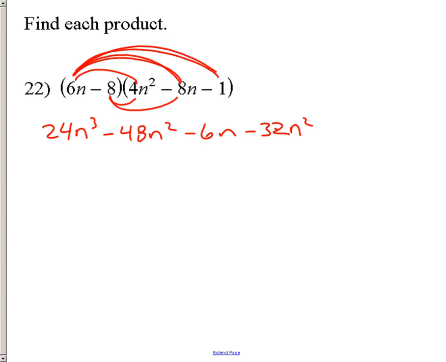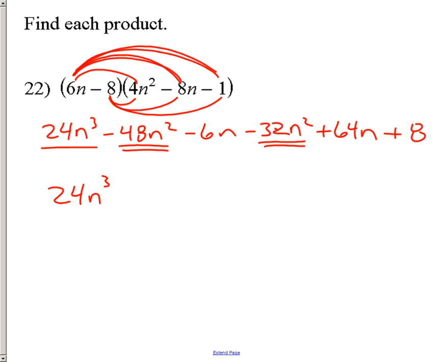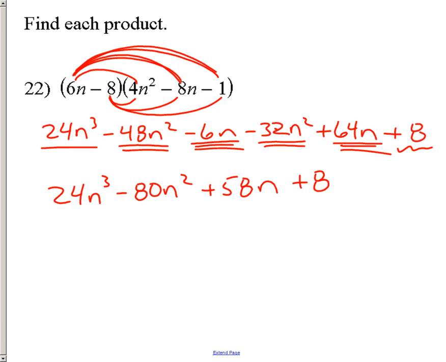plus 64n plus 8. And then just group terms. That's my only cube. Minus 48 minus 32 minus 80 n squareds, minus 6 plus 64 plus 58 n's, and just a plus 8. Simple, just a little bit of work and organization shouldn't cause any problems.